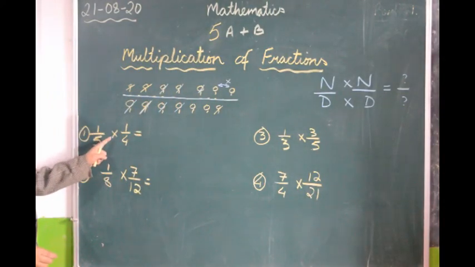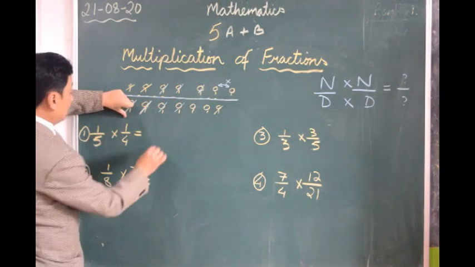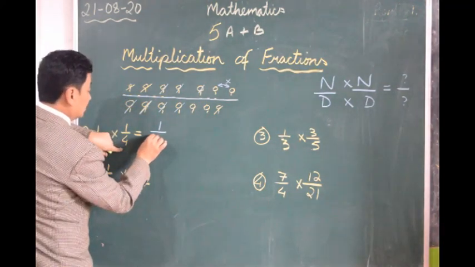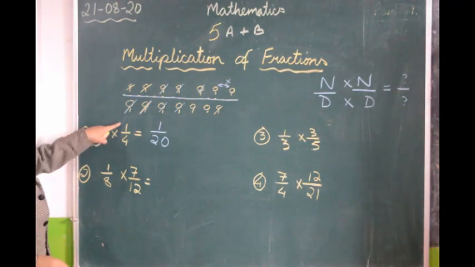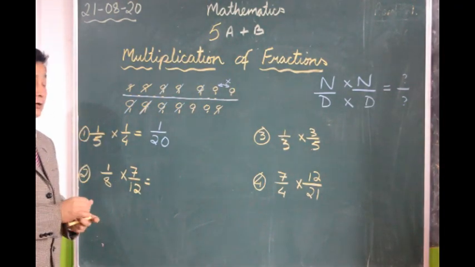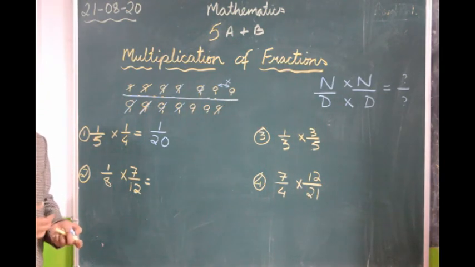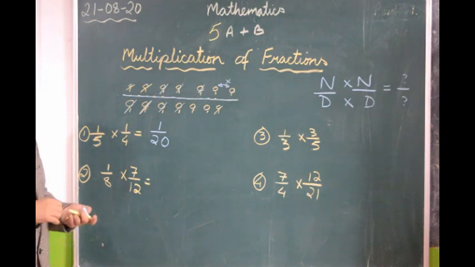1 upon 5 into 1 upon 4. Now we cannot reduce any number here. So we multiply the numerators: 1 into 1 is 1. 5 fours are 20. So when you multiply 1 upon 5 into 1 upon 4, we get the answer 1 upon 20. It is faster than addition and subtraction of fractions. It is easy also, but you must learn to reduce.